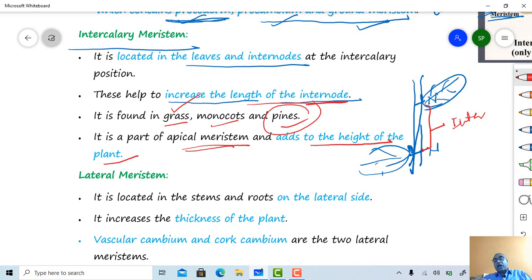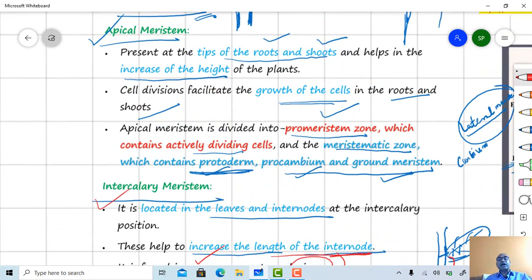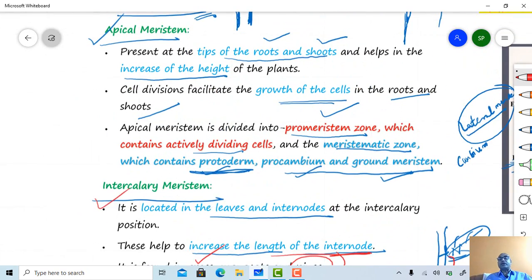So whatever height of the plant takes place in a monocot is by the intercalary meristem, and it is a part of the apical meristem. Okay, it is generally considered an intercalary meristem, but it is a part of the apical meristem, which is present at the apical region of the shoot and root.